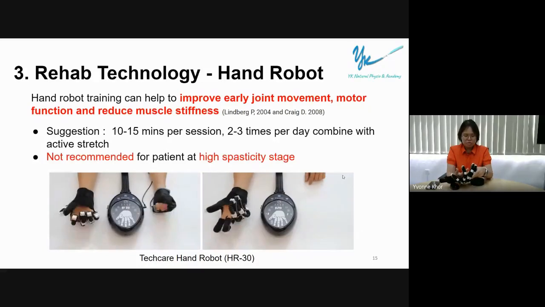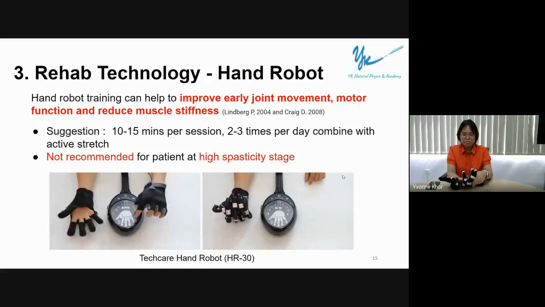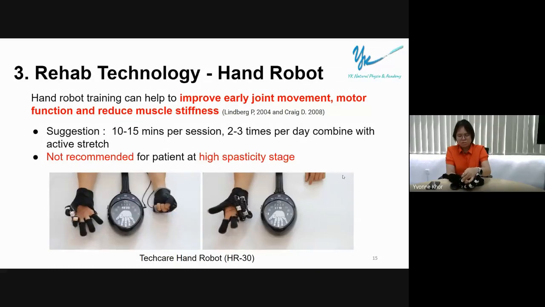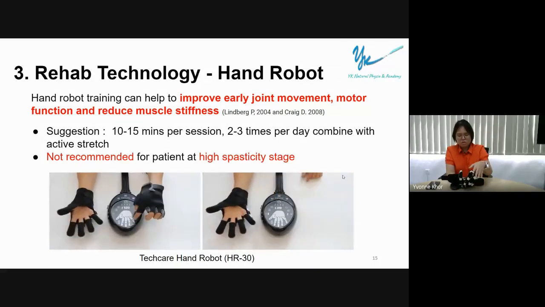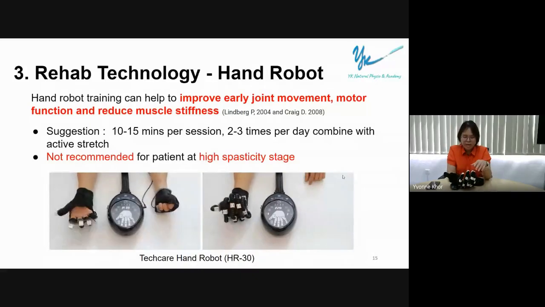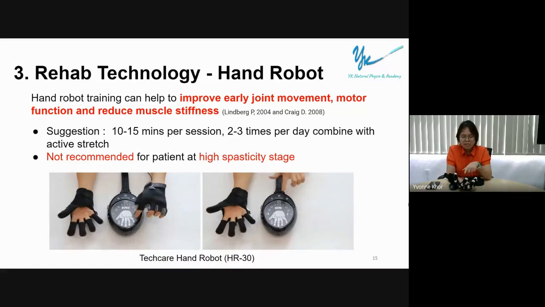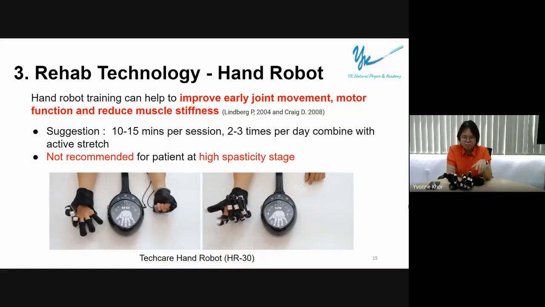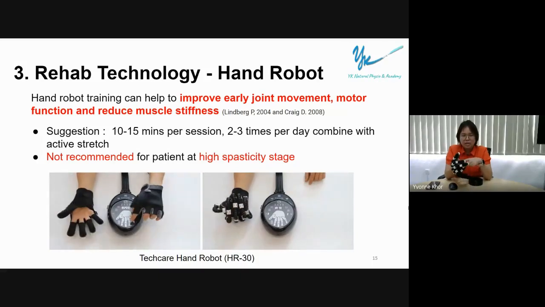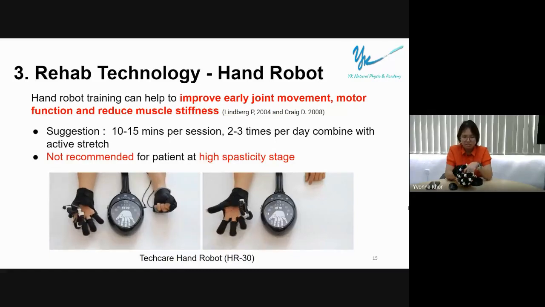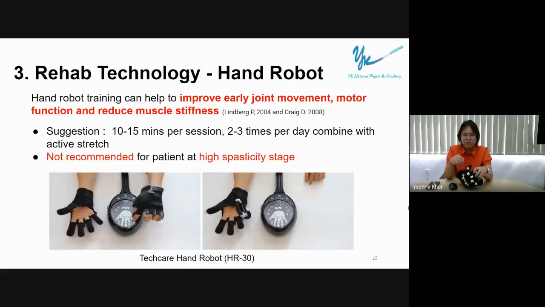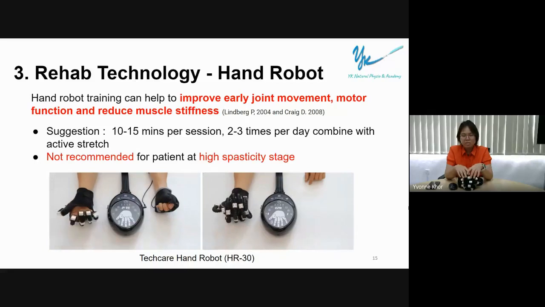Then we can use the machine to passively move the finger. For those patients that have spasticity not so high, they can use this and passively move their fingers. It will help to reduce the spasticity as well as reduce the muscle stiffness. But this is not recommended for patients with a high spasticity stage.